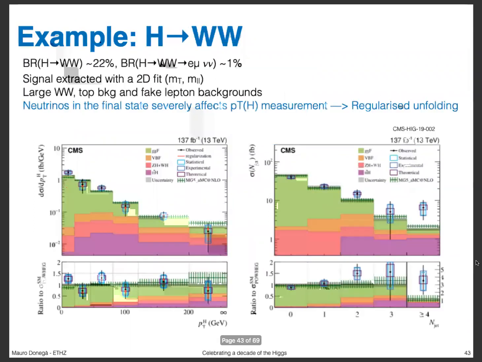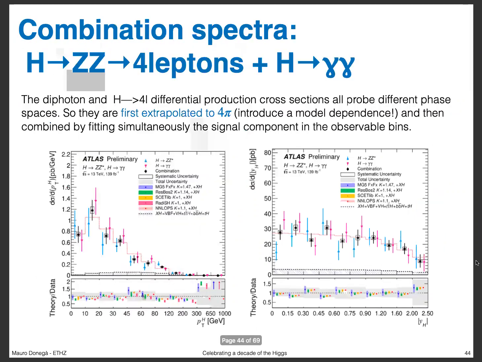Okay? This is another example that is particularly tricky: the WW. Because of the neutrino in the final state, the pT resolution is very poor. And so this is a specific case where the unfolding procedure requires a regularization term. And then you can also combine measurements.